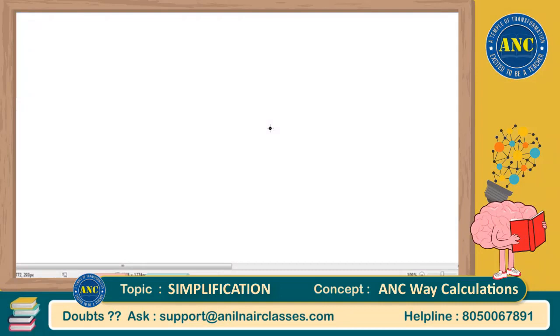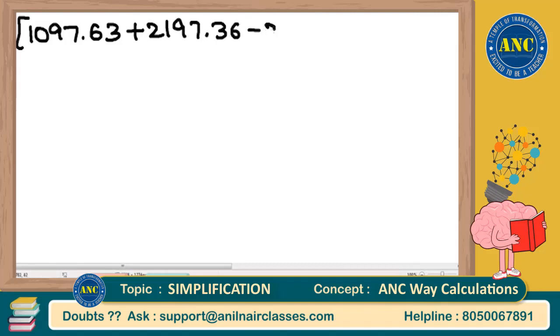Suppose your question is 1097.63 plus 2197.36 minus 2607.24 divided by 3.5 is equal to question mark.